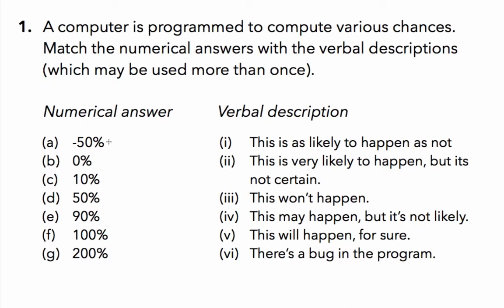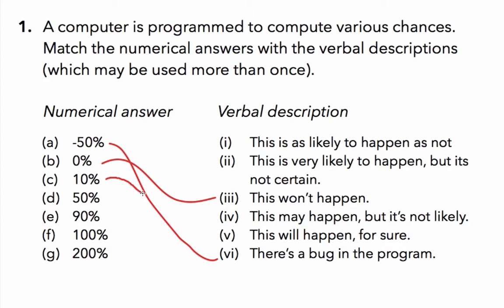The first likelihood, negative 50%, does not fit in that range of 0 to 100%. We therefore choose the sixth verbal description, that this isn't a realistic value, so it must be a bug in the program. The second outcome, 0%, translates to this will not happen. Any outcome with a likelihood of 0% will not occur. These are rare. Even 1 in a million events do not have a likelihood of exactly 0%.